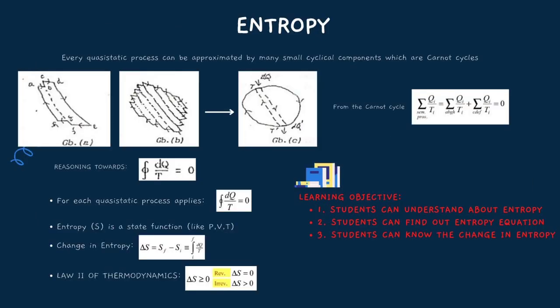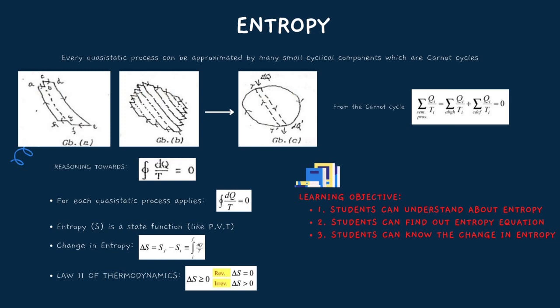And now it is about entropy. The learning objectives. First, students can understand entropy. Second, students can find out the entropy equation. Third, students can know the change in entropy. Every quasi-static process can be approximated by many small cyclical components which are Carnot cycles. From the Carnot cycle, sum of Qi per Ti for one part plus sum of Qi per Ti for the other part is equal to 0. Reasoning towards the integral, the integral of dQ per T is equal to 0 for each quasi-static process.